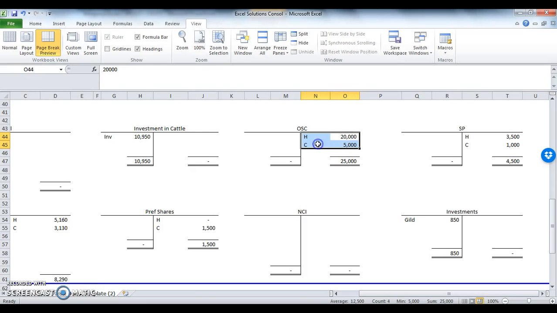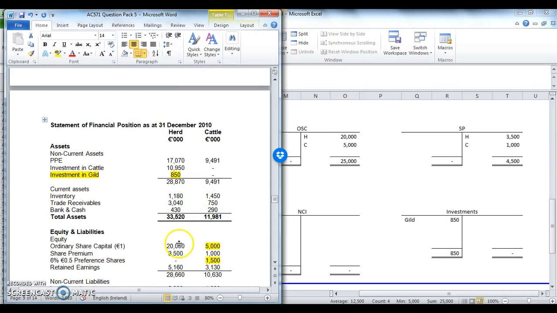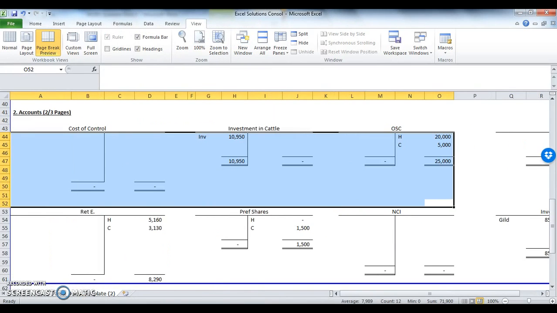So ordinary share capital has 2 balances of 20 million and 5 million, I just tot it in. Same with share premium, 3.5 and a million, just to set up the question. Once that's set up, it takes about 30 seconds. You have a good base for once you go and do your adjustments. So that's all I do is set up.